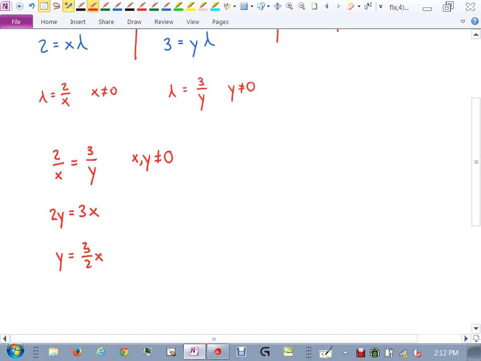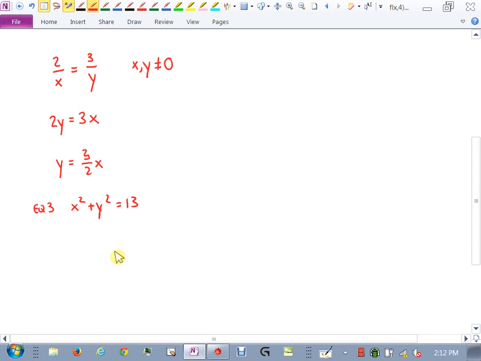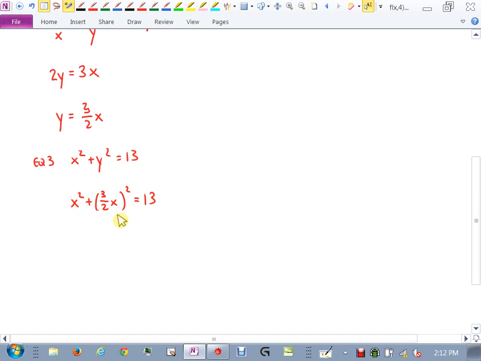If you go into the third equation, in case you forgot or in case it's not on the page, like in my case, I'm going to write it down. That third equation says x squared plus y squared must be 13. So I can rewrite that as x squared plus y, but y we said was 3/2 x, and then squared must be 13. And now what we have is an equation with just x in it. So this becomes x squared plus 9/4 x squared must be 13.